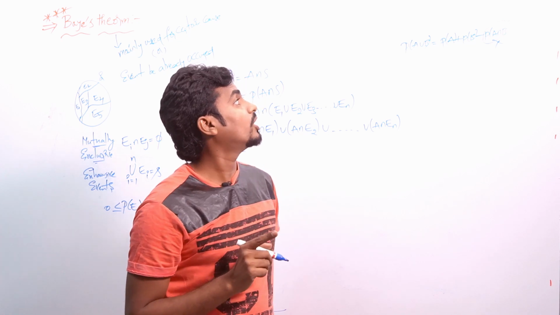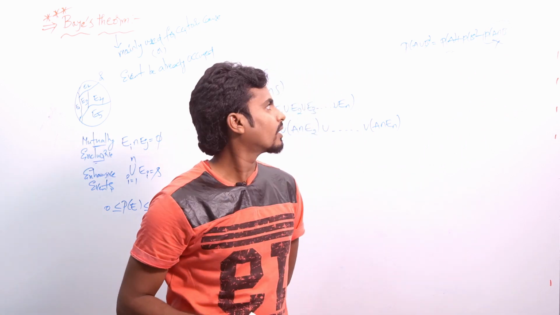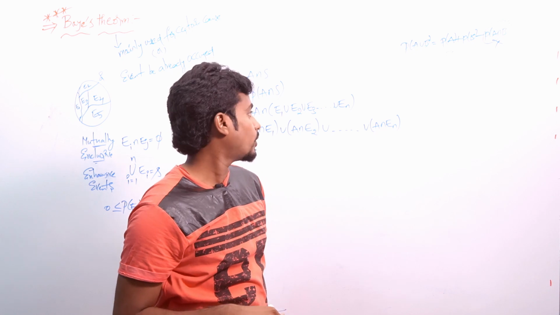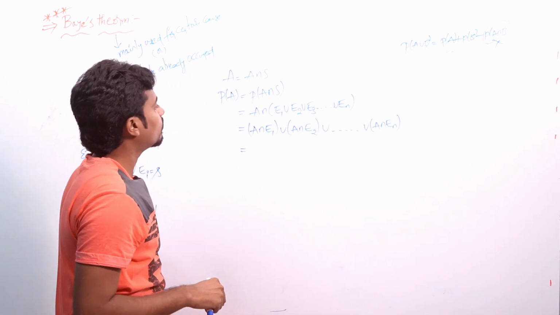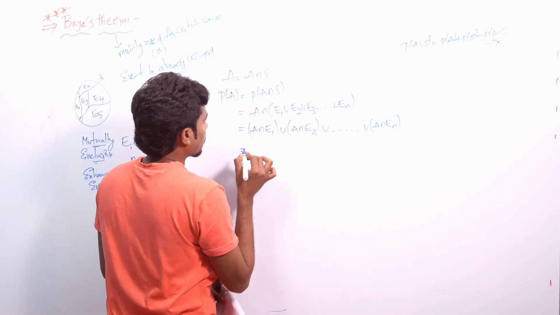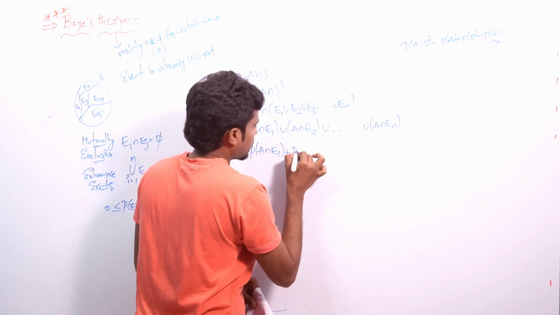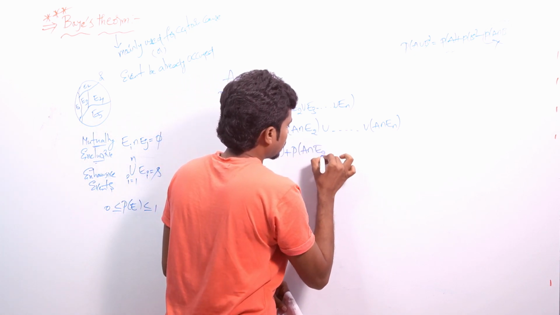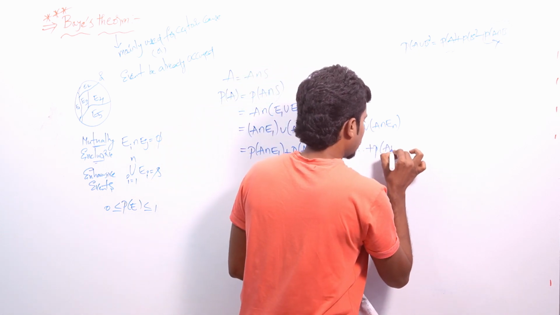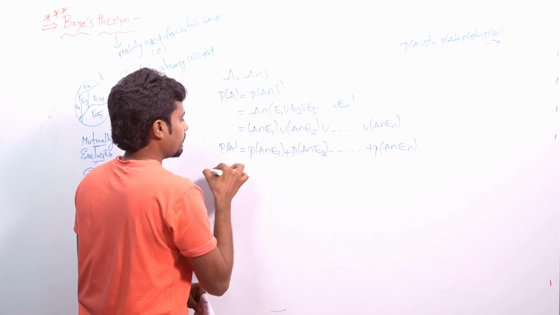What do you have to write? P of A union B in terms of P of A plus P of B only. Here in this Bayes theorem, the events will be disjoint. So this will become P of A intersection E1 plus P of A intersection E2, up to so on, P of A intersection En. This will be the P of A.